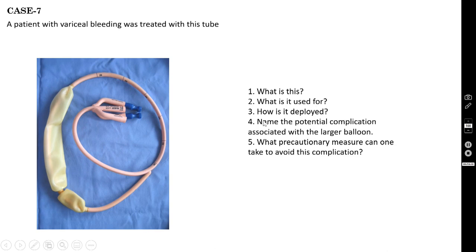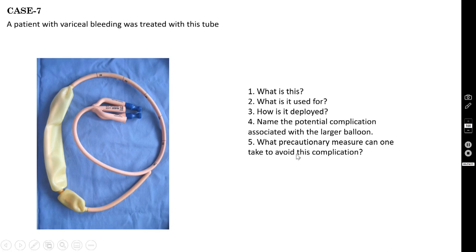How is it deployed? You have to put it inside, and you have to inflate this stomach balloon with 250 ml of radio-opaque material like Gastrografin. Then you have to pull it up so that the gastroesophageal junction will be compressed, and then you have to inflate the esophageal balloon also. Both the gastric and esophageal balloons will occlude the blood vessel and temporarily the bleeding will stop. So you have to use it only for 24 to 48 hours.